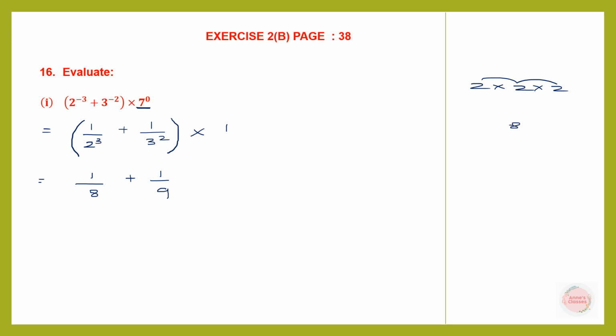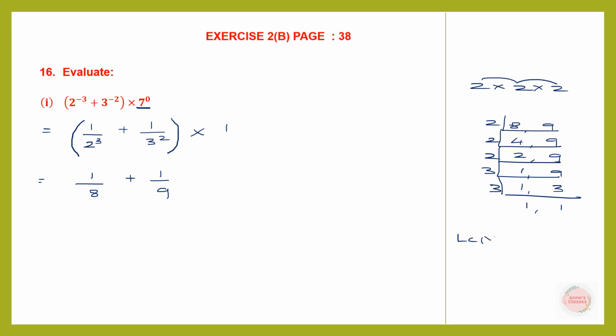Let's find the LCM of 8 and 9. This is 2 4s are 8, bring down 9. Continue. 2 2s are 4, bring down 9. Then 2 1s are 2 and 9. Now we can use 3. 3, bring down 1. 3 3s are 9. Continue again. 3, 1 and 1. So what is our LCM? Our LCM is 2 into 2 into 2 into 3 into 3. 2 2s are 4, 4 2s are 8, 8 3s are 24 and 24 into 3 is 72. So that is our LCM.